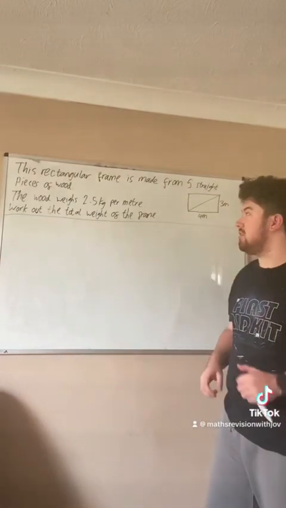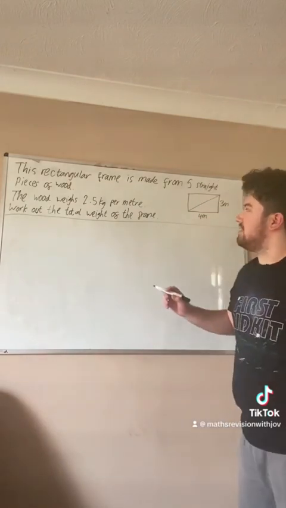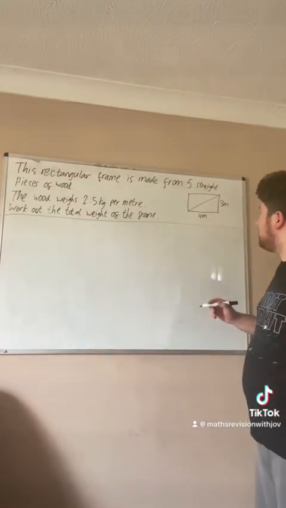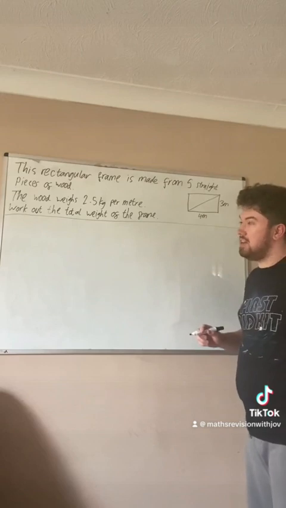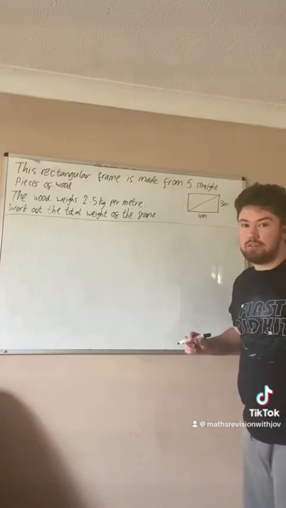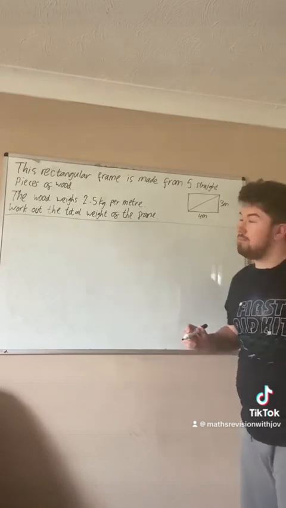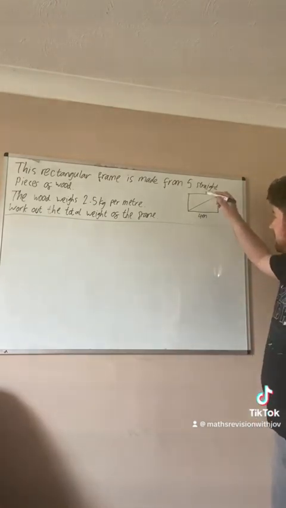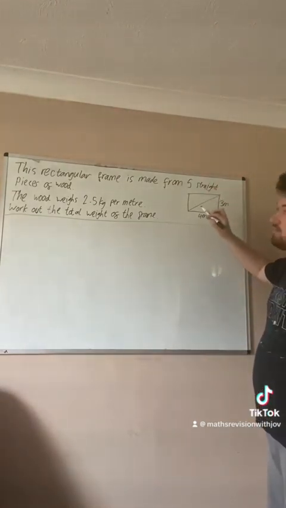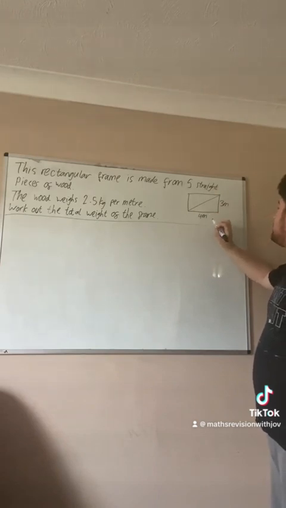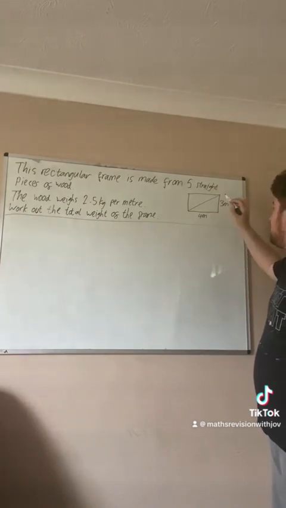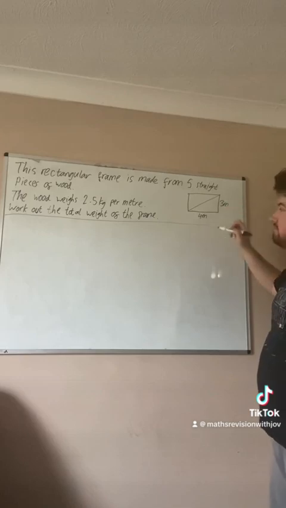Today we'll be solving this problem. It says this rectangular frame is made from 5 straight pieces of wood. The wood weighs 2.5 kilograms per metre. Work out the total weight of the frame. And the frame is here. It's this rectangle of length 4 metres by 3 metres, and we also have a diagonal.